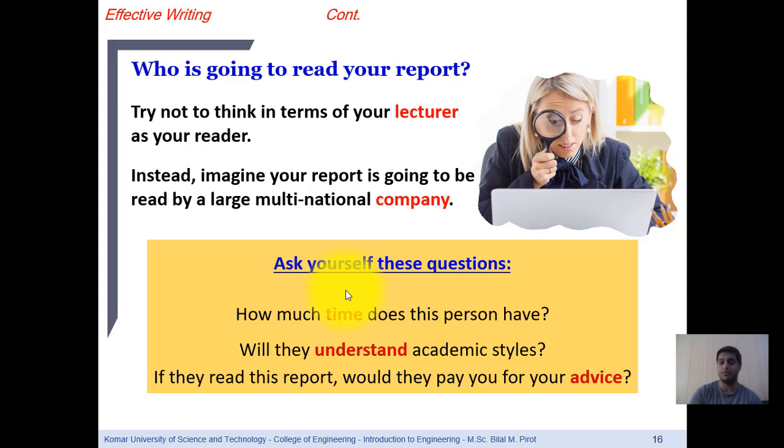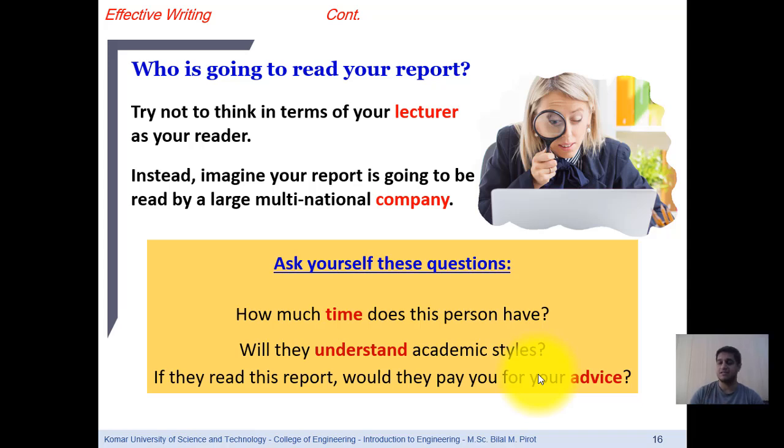Before writing any report, you should ask yourself these questions: how much time does this person have? For example, if you are preparing a very long report, but you know that the owner of the company doesn't have enough time to read this report, so it means you are wasting time. So you should know the reader of your reports. So how much time does this person have for reading your report?